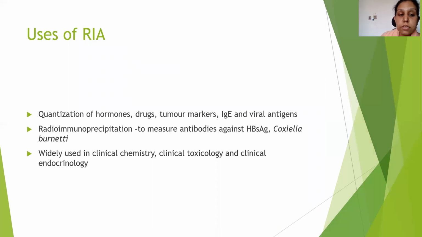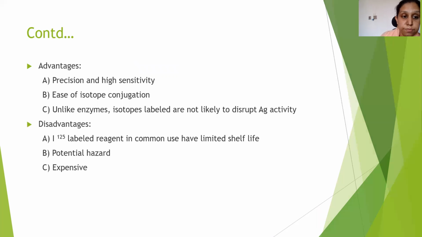So what are the uses? It is used in quantitation of hormones, drugs, tumor markers, immunoglobulin E, and viral antigen. Radioimmunoprecipitation is used to measure the antibodies against HBsAg and Coxiella burnetii. It is widely used in clinical chemistry, toxicology and endocrinology.